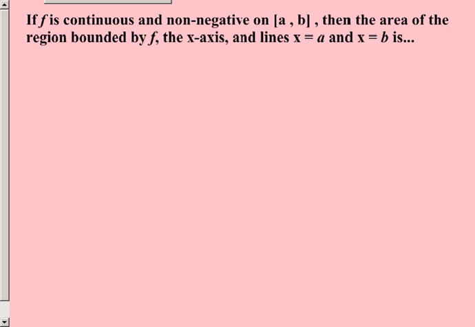Okay, back to this. If f is continuous and non-negative on the closed interval from a to b, then the area of the region bounded by the function, the x-axis, and the lines x equals a and x equals b is given by, as we've already seen, the definite integral from a to b of f of x dx.